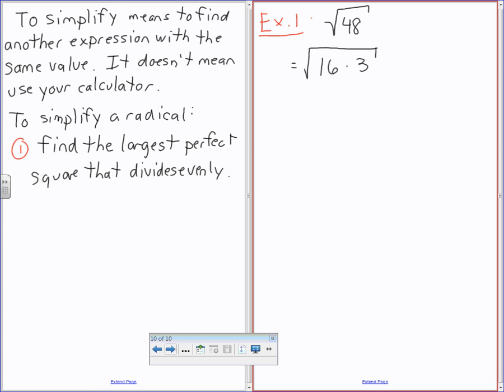Now, you're allowed to use your calculator for this to divide those out. What's the square root of 16 going to be, Leo? 4.